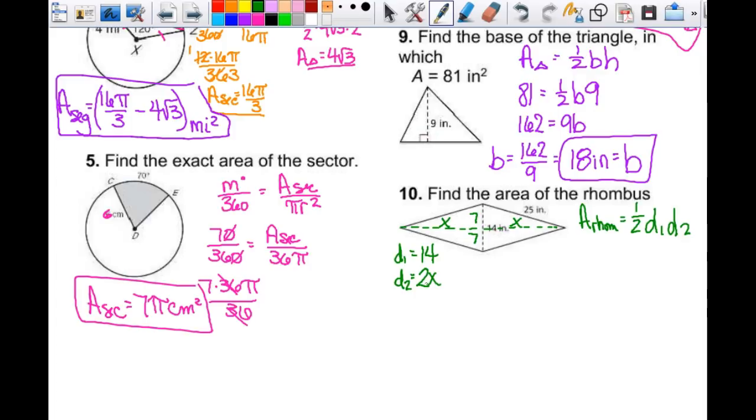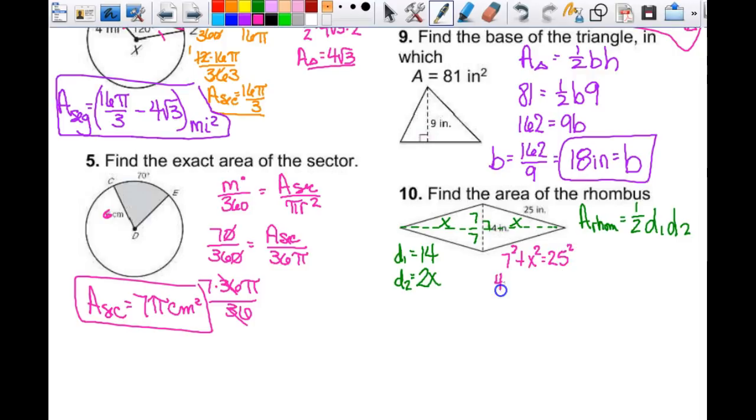Got to know some things about rhombi, right? So rhombus, the diagonals are perpendicular. So you've got a little right triangle, and you can do Pythagorean theorem here. So this is going to be 7 squared plus x squared equals 25 squared.